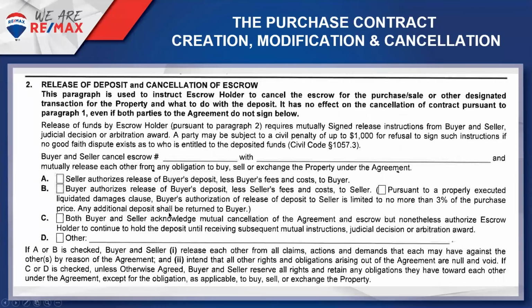Okay. The second half of the form under the heavy line is the release of deposit. Now, the release of deposit gives you several options. A, the seller authorizes the release of the buyer's deposit, less the buyer's fees. That would be checked, especially if the buyer hasn't removed his contingencies. You gave them a notice to perform. They did not remove their contingencies. You cancel and move on.